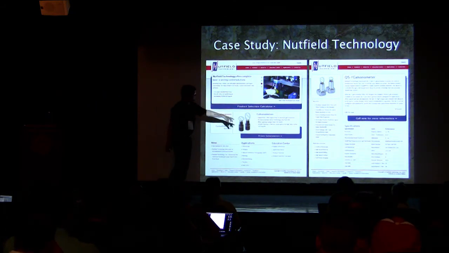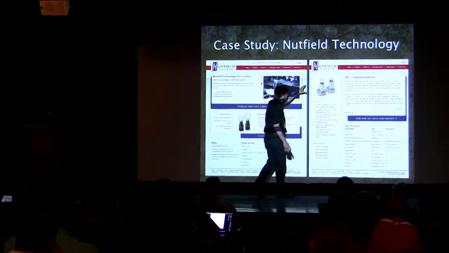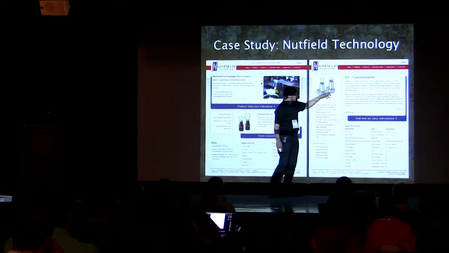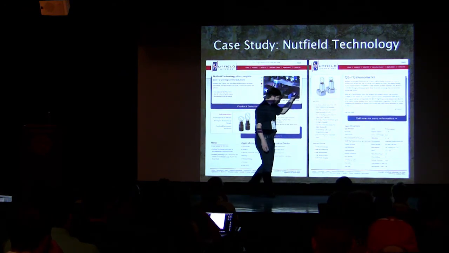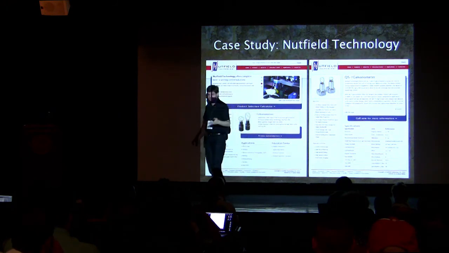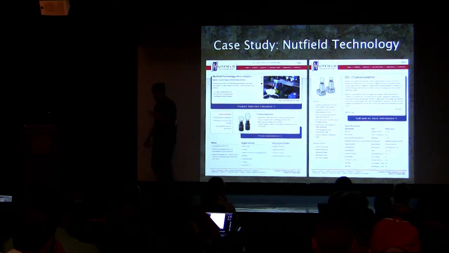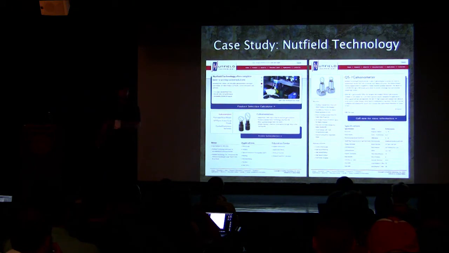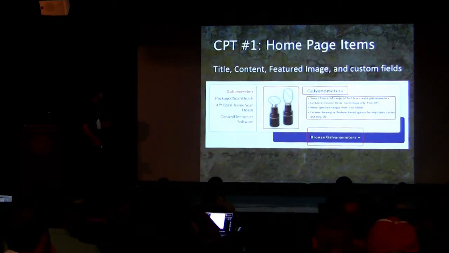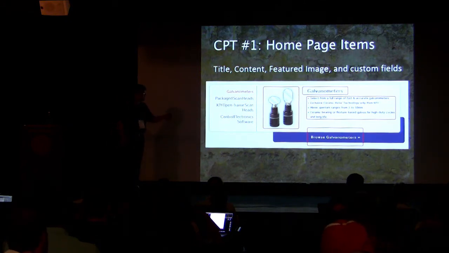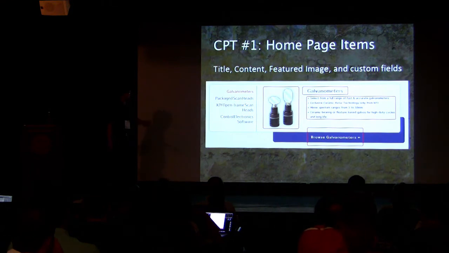But on this other page, lots of custom information here. Each product that they want doesn't just have a description. It has specifications. It has more info. It has application, what you can use these for. This is a great application of custom post types, both of these respectively. The first one is homepage items. This is very simple, except for the bottom bit. You have your featured image, which you get out of the box. You have your title, which you get out of the box. And you have your content block, which you get out of the box.